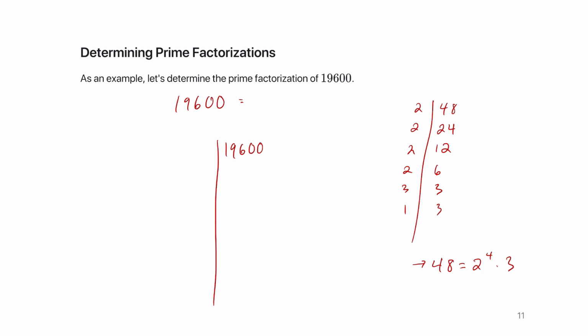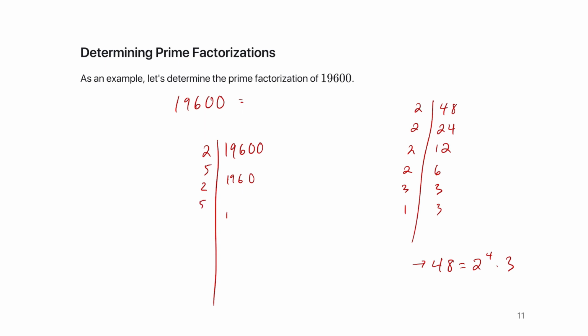Normally that's what we'll do. We'll repeatedly divide by 2, and then when we can't anymore, start dividing by 3, then 5, and so on and so forth. But there's a trick we can use when a number ends in a 0. What do you think that trick is? When a number ends in a 0, what do we know it's a multiple of? Yeah, 10. Anytime you have a factor of 10, you'll have a factor of 2 and 5. So I can just say 2, 5, and that will give me 1960.